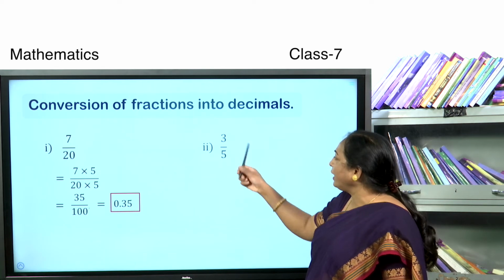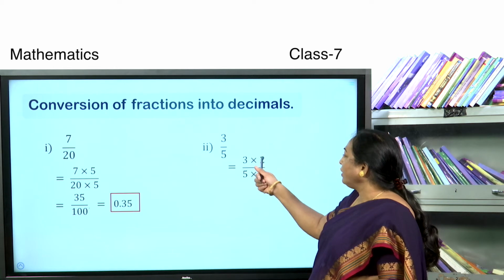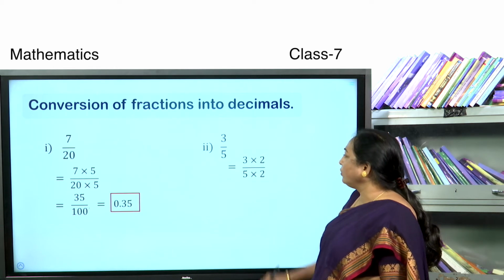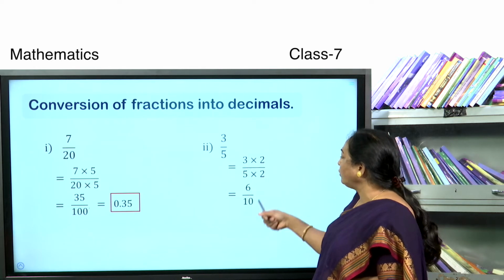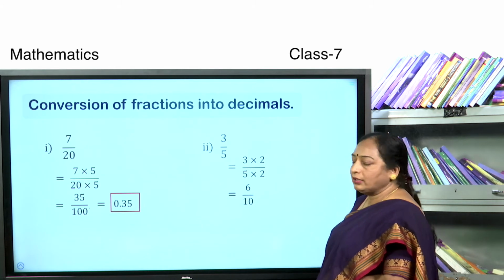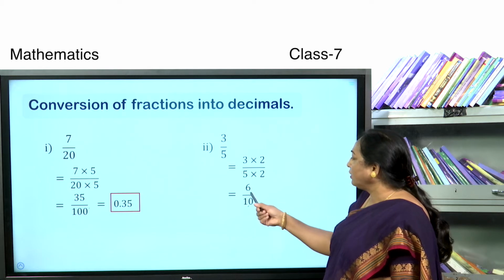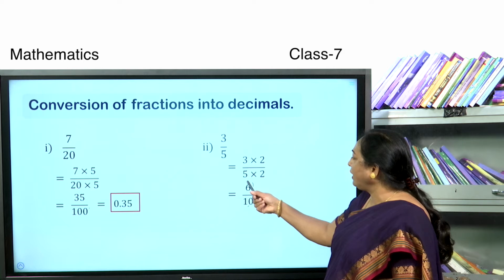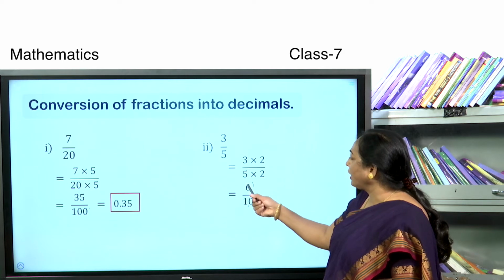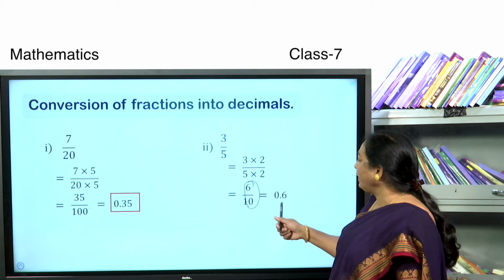Next, 3 by 5. Multiply both numerator and denominator by 2. 3 by 5 into 2 by 2. We get 3 2s are 6, 5 2s are 10, so 6 by 10. Only 1 zero with 1 in the denominator. Therefore, the decimal point is placed after 1 digit from the right. We get the answer 0.6.